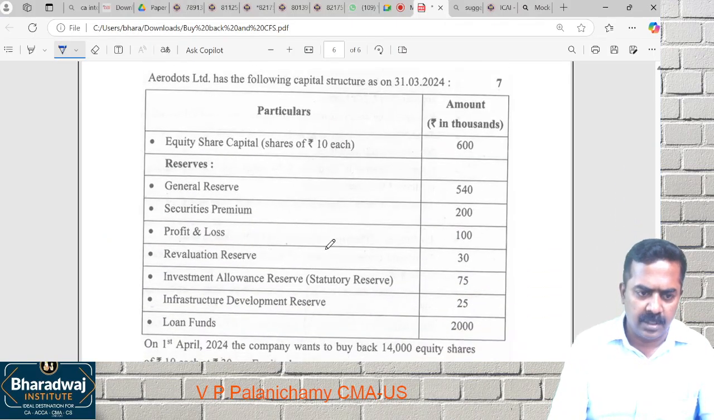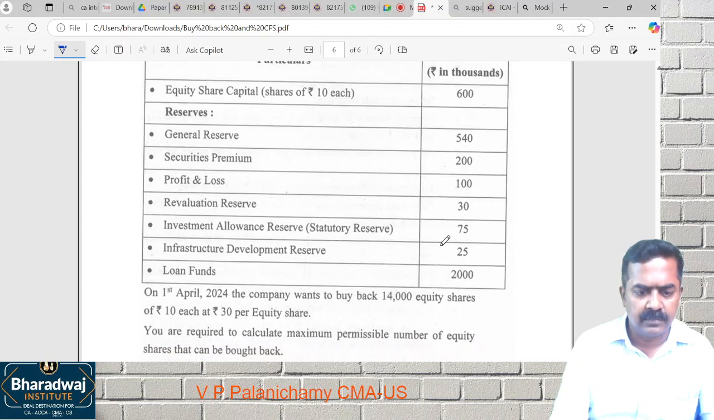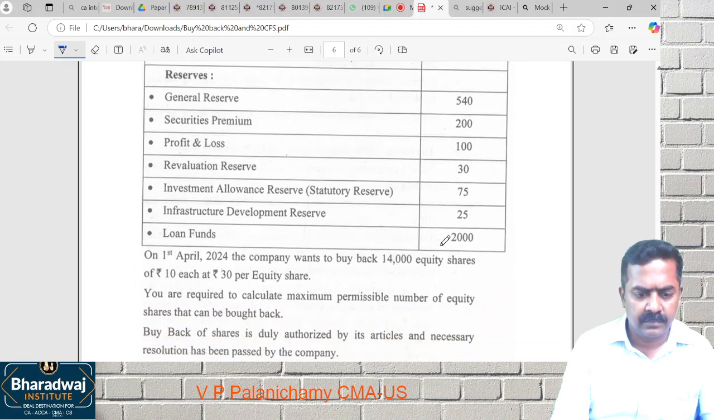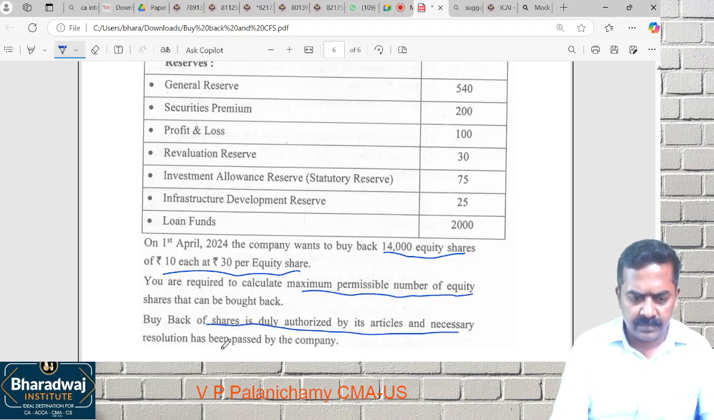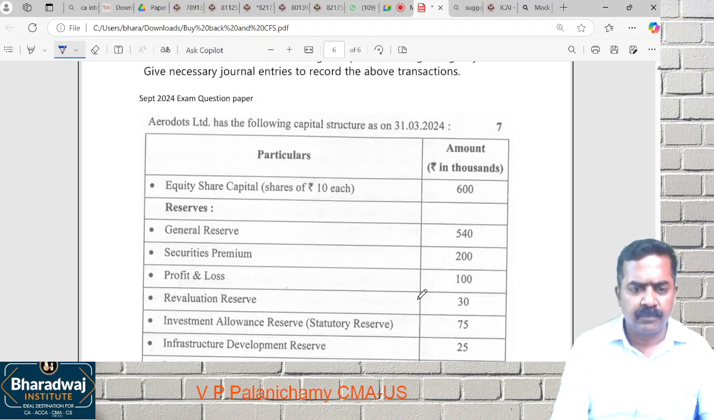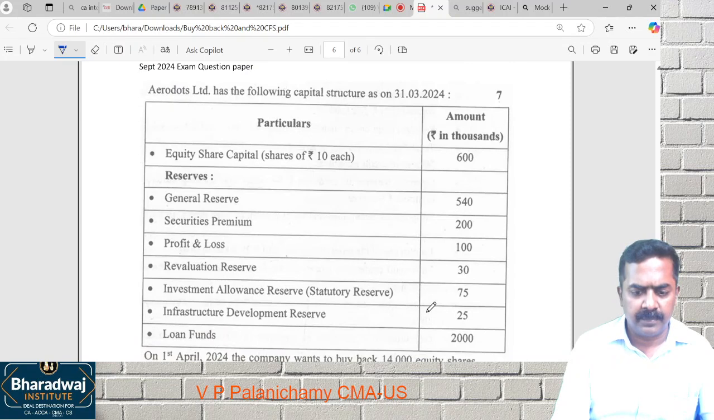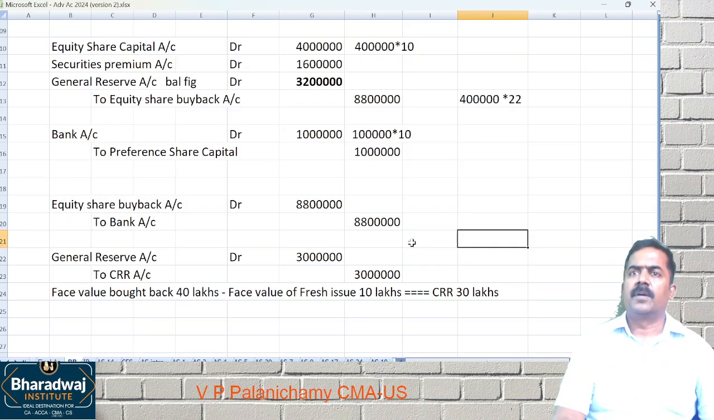Next question. September 24 exam question paper. Calculate maximum number of shares that can be bought back. The buyback is duly authorized by its articles, they have given. Go through this question page. Try it, let us see. You try it.